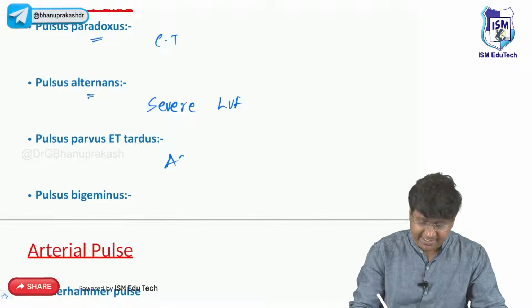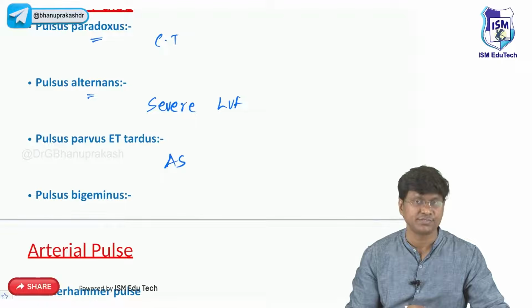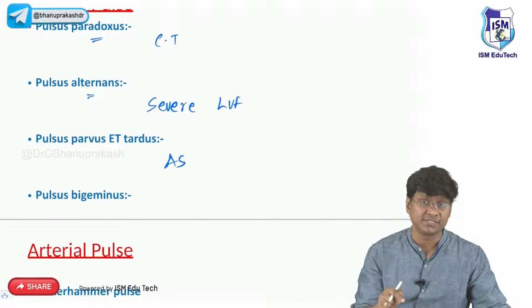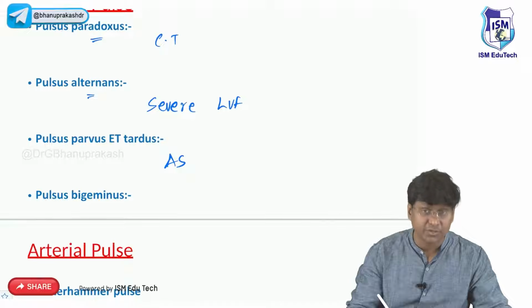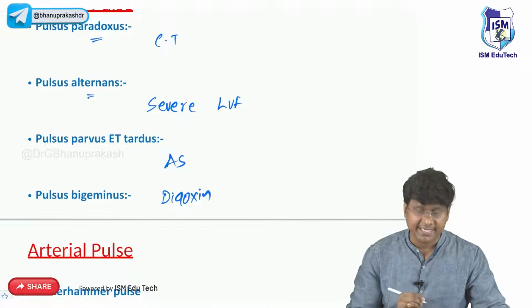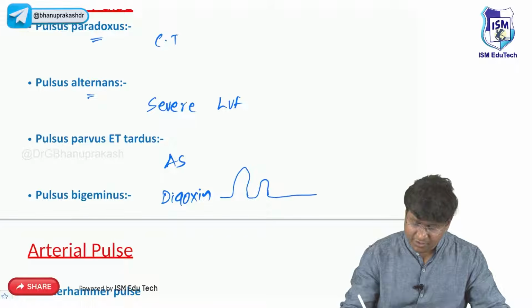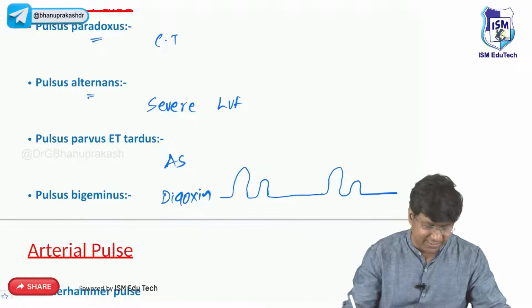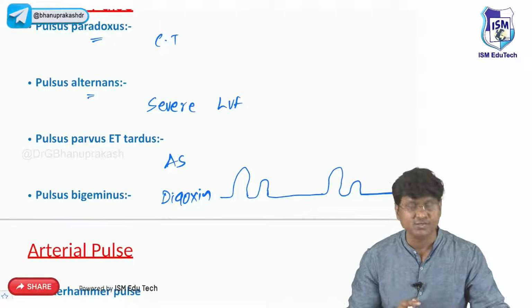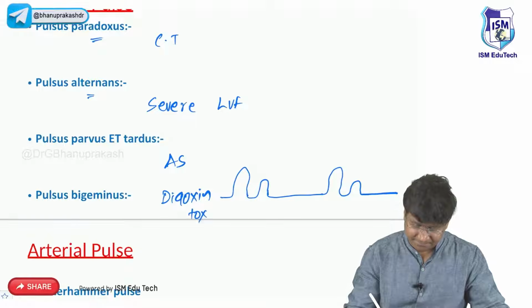Pulsus parvus et tardus, where there is a slow rising pulse with late peaking, is seen in aortic stenosis. Pulsus bigeminus, you come across this in digoxin toxicity. In pulsus bigeminus, you will have a strong pulse, then a weak pulse, then a compensatory pause. Again a strong pulse, then a weak pulse, and then a compensatory pause. That is called pulsus bigeminus, which you come across in digoxin toxicity.